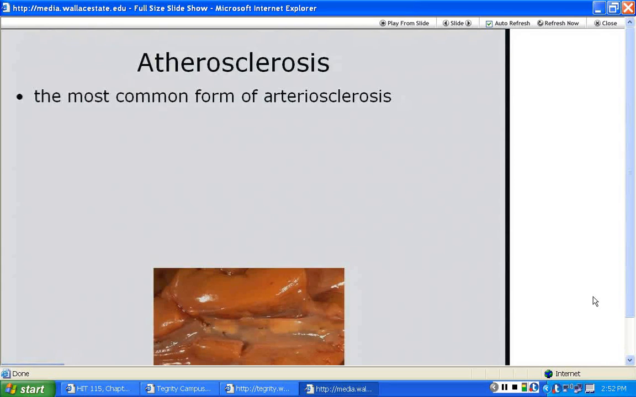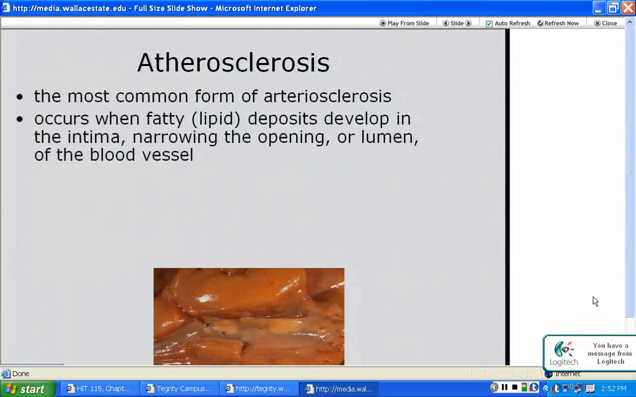Very often, when we find documentation in the record, the healthcare worker will use these terms interchangeably, arteriosclerosis and atherosclerosis. They really should not be used interchangeably. Atherosclerosis is specifically referring to the fatty material, the fatty deposits on the inside of the vessel wall. And this is an actual picture of the fatty material on the inside of a vessel wall. It will cause the narrowing of the vessel, the narrowing of the lumen of the vessel.